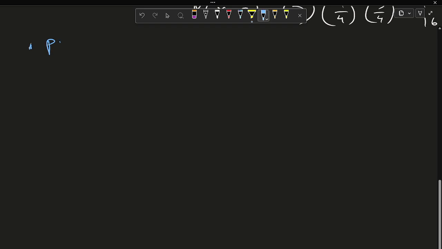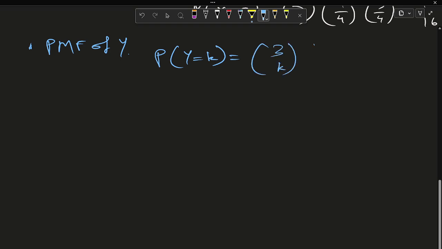Okay. So this is my PMF of Y. So that will be what? My P of Y equals k will be equal to 3Ck into my 1/6 to the power k into my 5/6 to the power 3 minus k. So our k is what here? K is 0, 1, 2 and 3. So now we have to calculate the values.